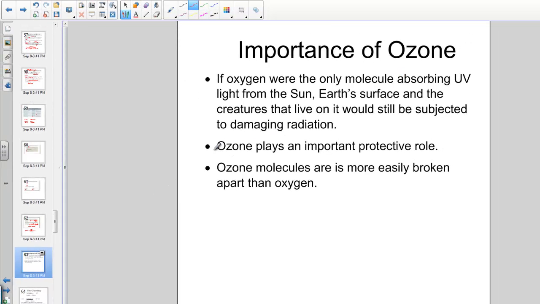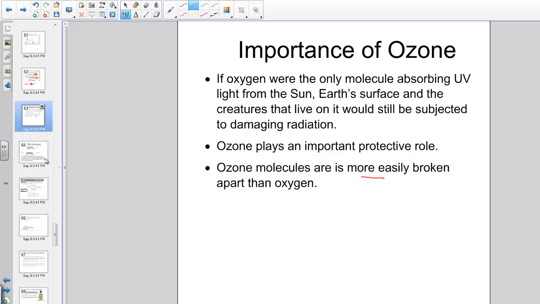We're understanding the importance of ozone as protecting us from this UV radiation. Oxygen molecules are more easily broken, and ozone plays an important protective role. Let's take a peek at the chemistry that's occurring through this process.